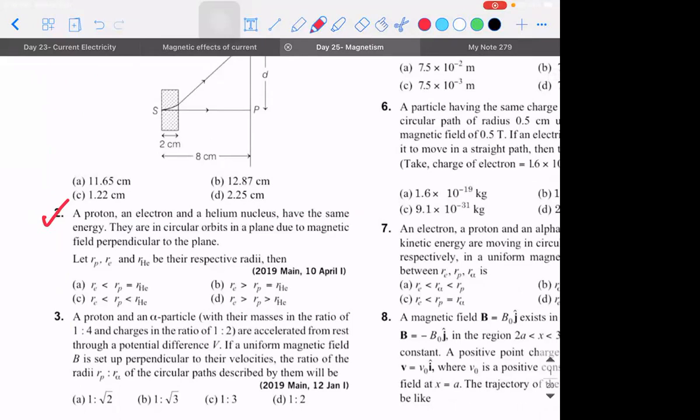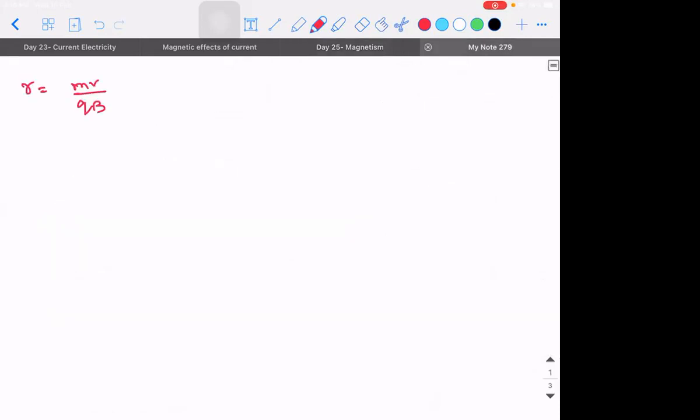They are in circular orbits in a plane due to a magnetic field perpendicular to the plane. They have the same energy. They are speaking about the same energy. When I say same, will you be able to write this expression in terms of energy? So here, if you see, the radius is not in terms of energy, it is in terms of momentum. They didn't speak about momentum. They are speaking about energy.